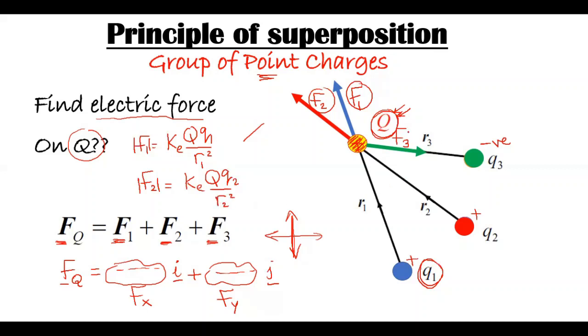I can calculate F3 the same way: Ke Q times Q3 without signs. I'm going to calculate without signs. These magnitudes are always positive, divided by the distance squared, and you can get how many newtons. You will know how many newtons here. Then you have to make a resolution to add these forces together. This is what we are going to do in the next example.